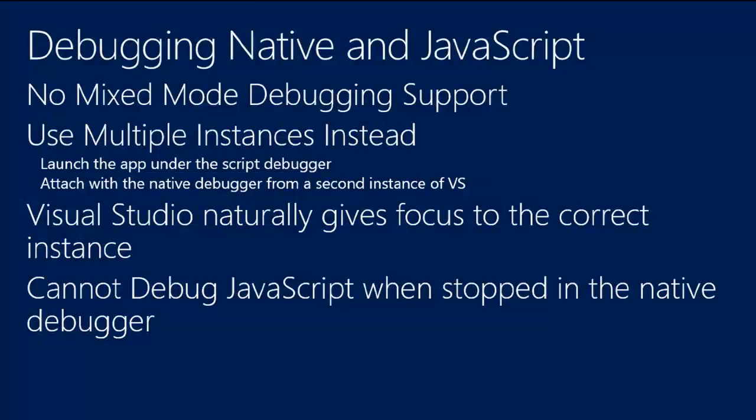So while in Visual Studio 2012 there's no mixed mode debugging support, what we can use is multiple instances of Visual Studio. On one side, we can connect to the script side, and on the other side, we can connect to the native debugging. This allows us to give the focus correctly between the Visual Studio instances based on which breakpoint is currently being set.